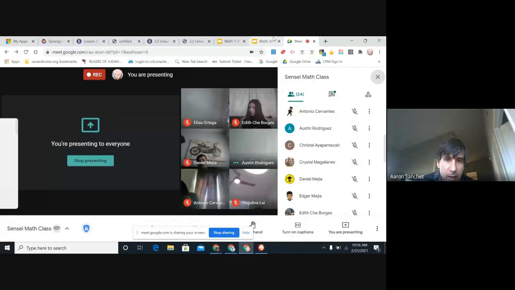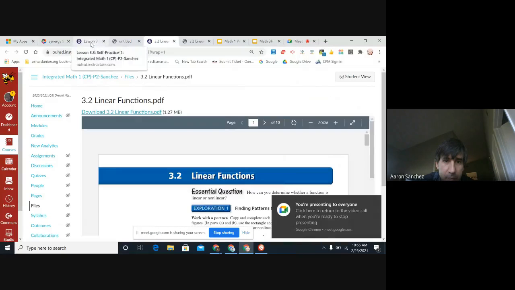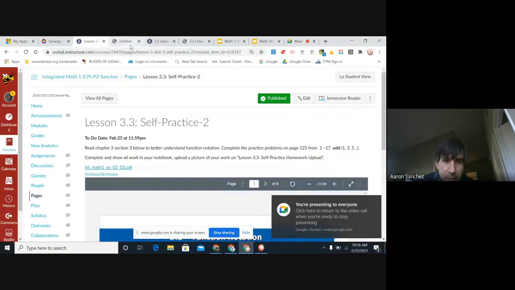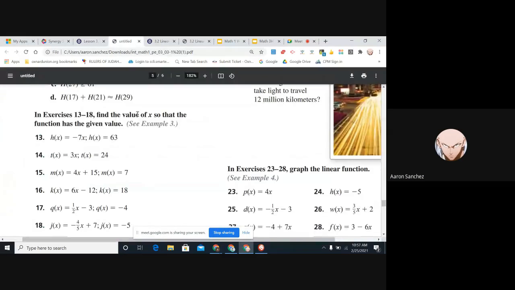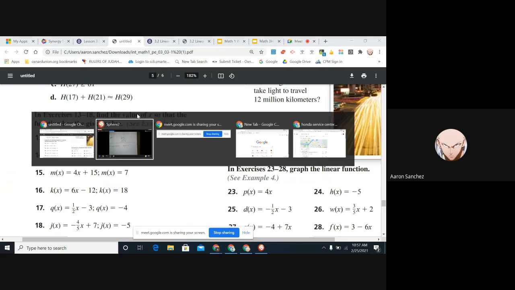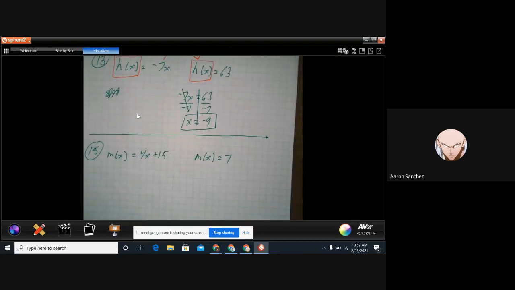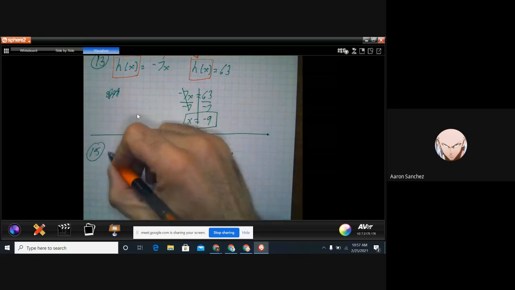Okay, let's see. 13, 15. We only have 2 more and we're done. Okay, so 15. Now they're going to get harder, of course. M of x equals 4x plus 15. And then M of x equals 7. Okay, so what do I do with these? They're both equal to M of x. So what do I do? Remember what I said to do with these? I'm going to put them in orange so you can tell me what to do.